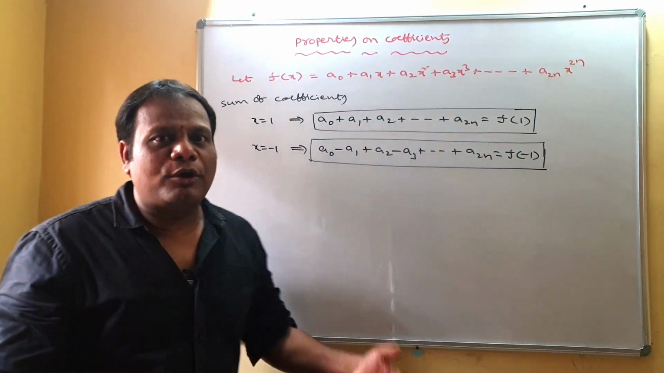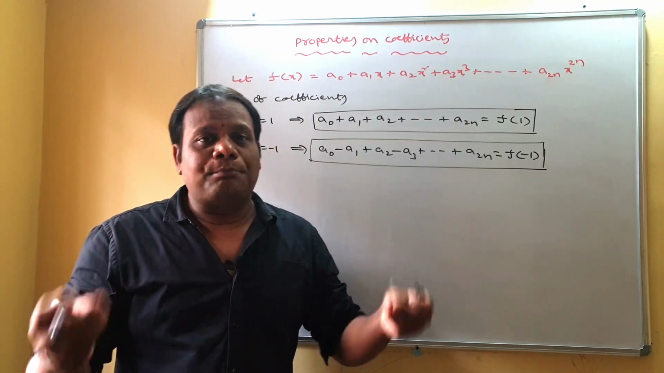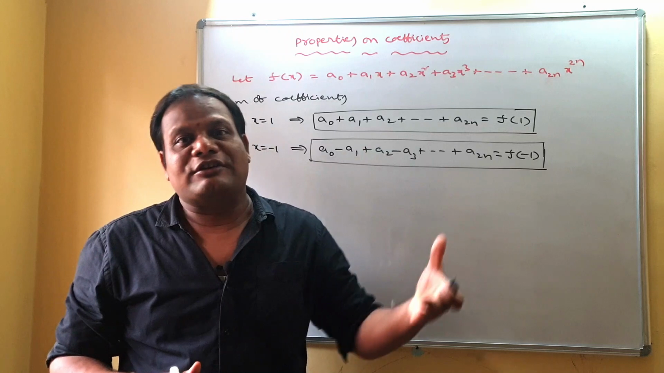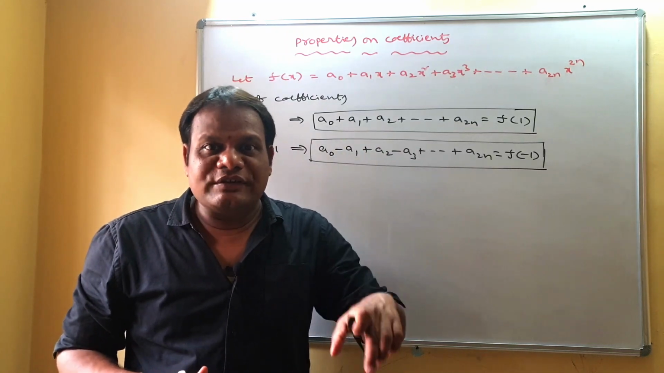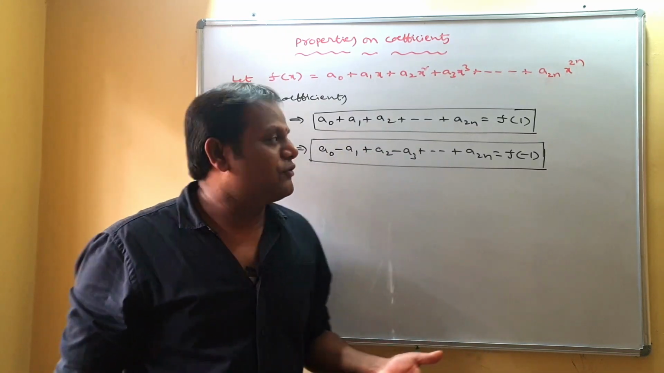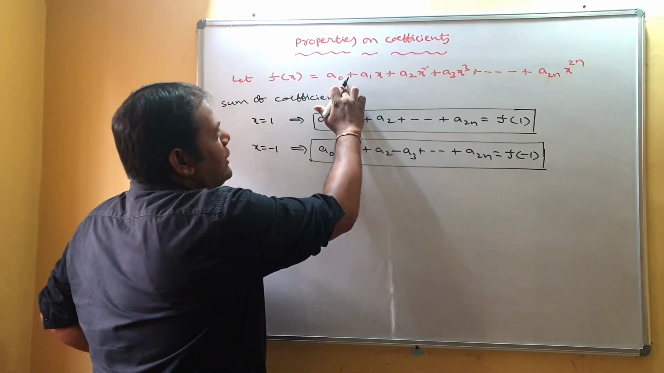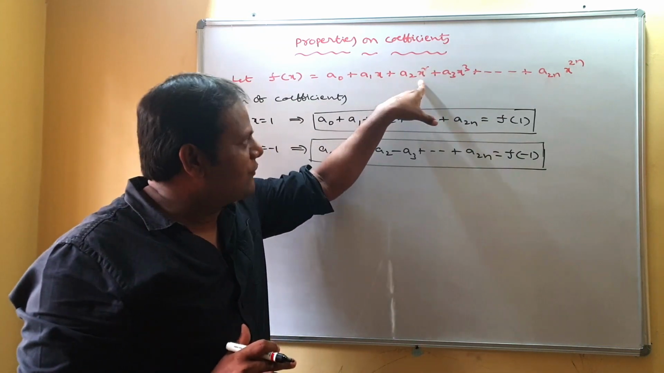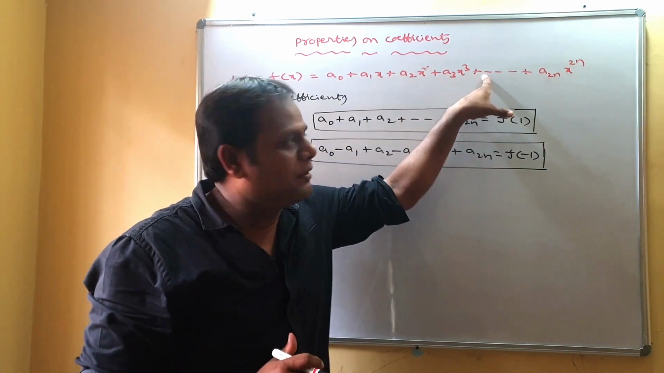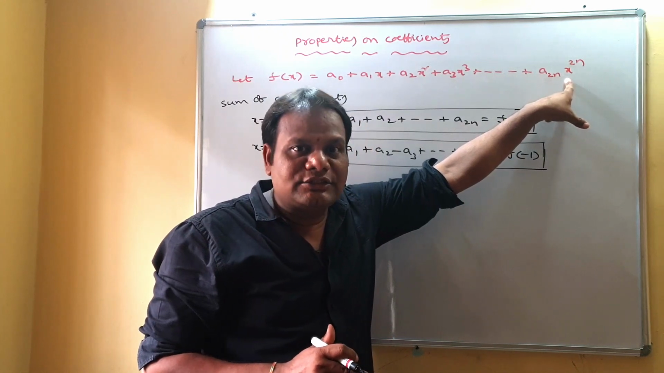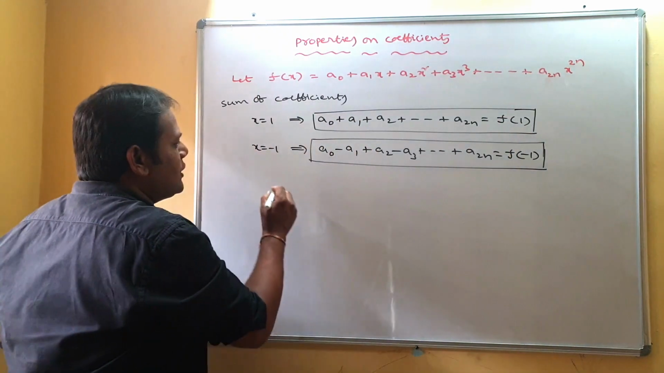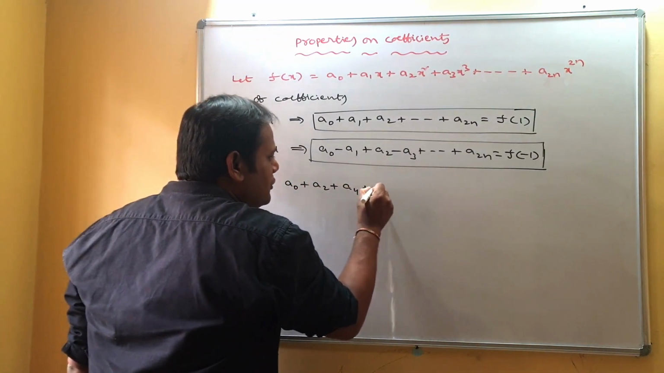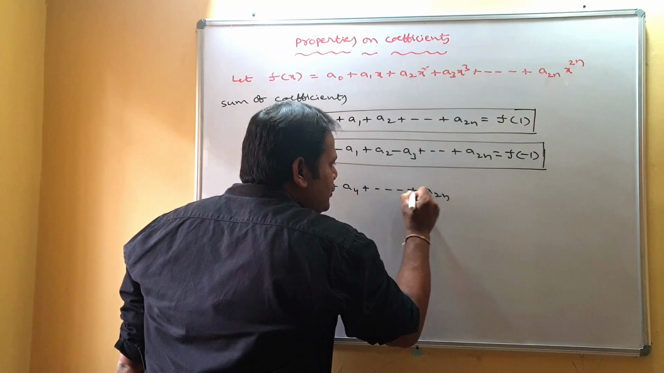In some problems, they can ask you the sum of coefficients of x having even powers. Here no x, so x power 0, so even power. Here x power 2, even power. Next x power 4, even power. It is x power 2n, it is also even power. So what we want is a0 plus a2 plus a4 plus so on plus a2n.